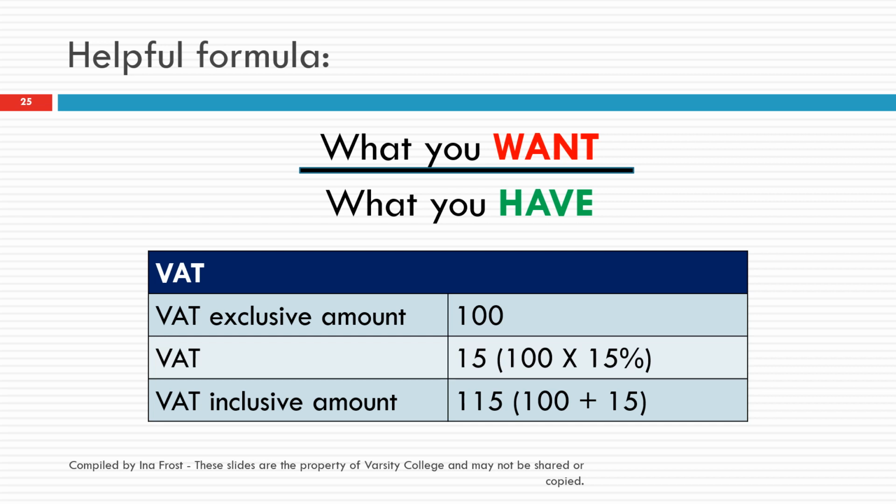But once again, we can also use our formula of what we want over what we have. What did we want in this instance? We wanted the price excluding VAT. What was given to us? The price including VAT. So we can use this formula once again to get to the price excluding VAT.